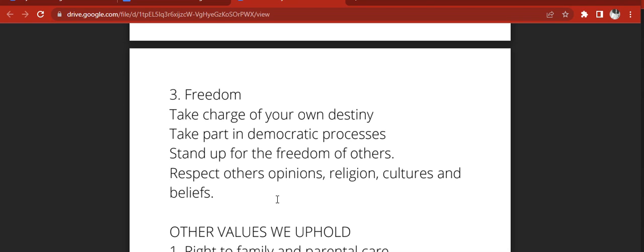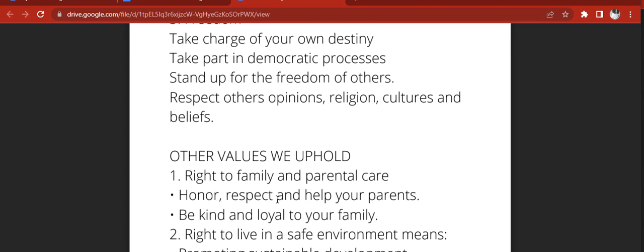And then respect others' opinions, religion, cultures, and beliefs. We are all human beings of opinions and different beliefs and religions and all that. Yes, our environment sometimes shapes that. However, because of different backgrounds and all that, you need to respect other people's belief system and all that, the same way you want yours to be respected as well.